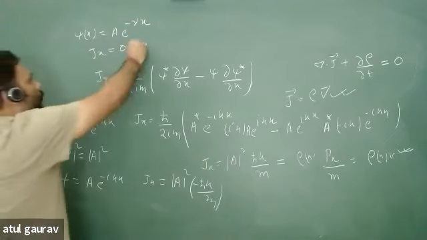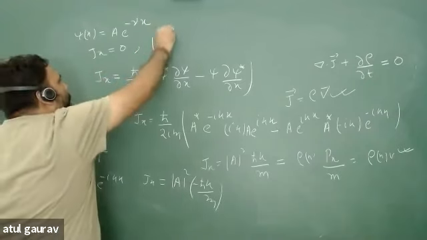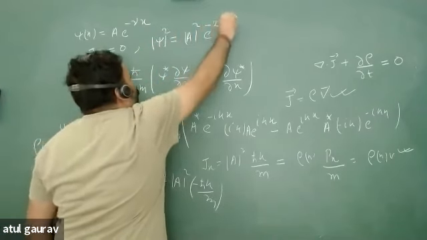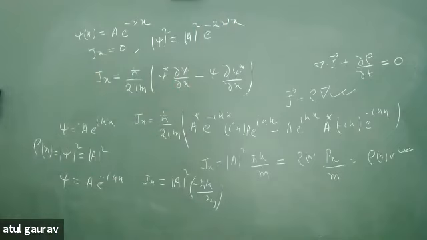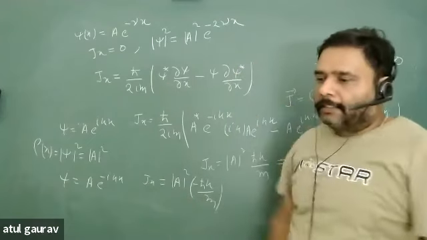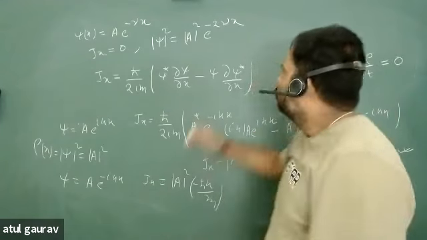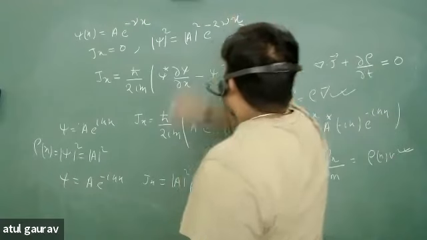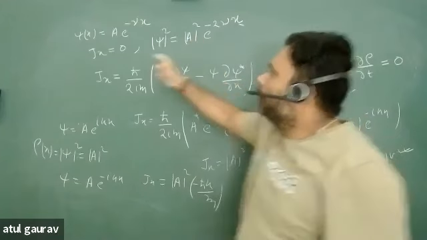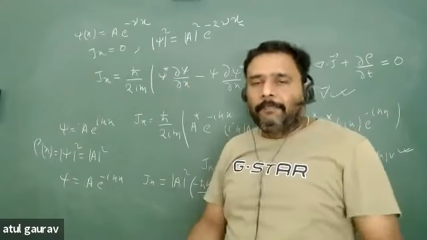And you can have jx equal to 0, but you have mod psi square. And what is mod psi square? Mod a square e to the power minus 2 gamma x. And this is nothing but, you can write this as the probability density. Now you can find there is probability density, but the probability current can be 0.